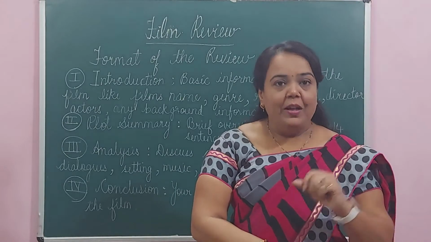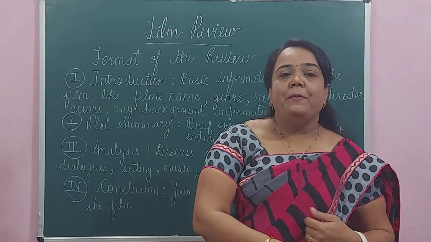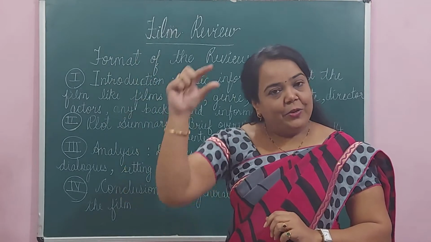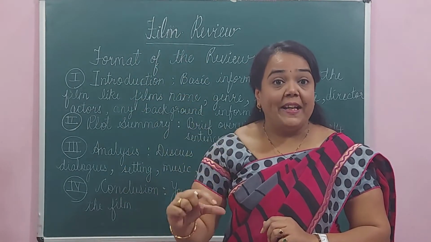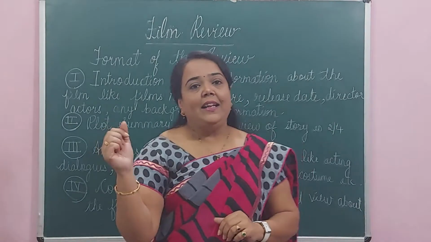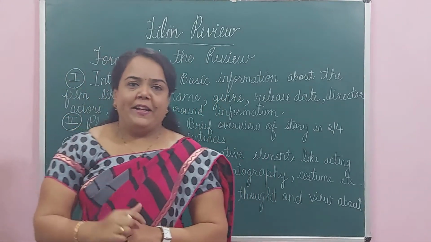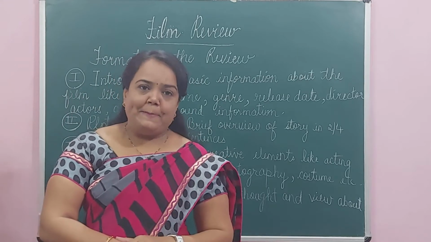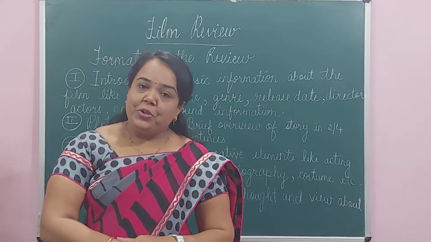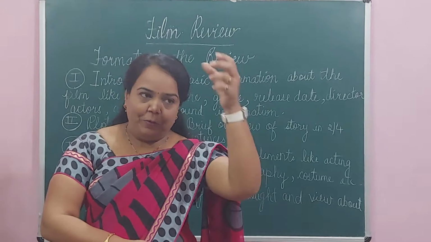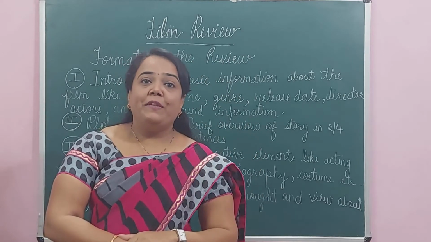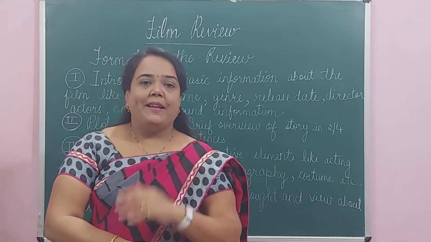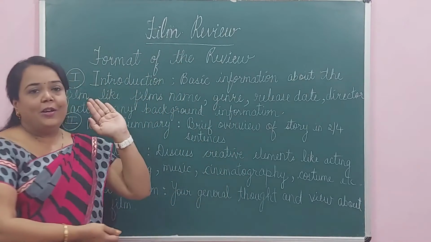Now remember, even if they give you different points, don't write the point and then explain. You just make different paragraphs, distinct and clear. And in those paragraphs, you explain the points. But first thing, you write film review, mention the name of the movie which you are reviewing. Then you start with the first paragraph, that is usually the introduction.